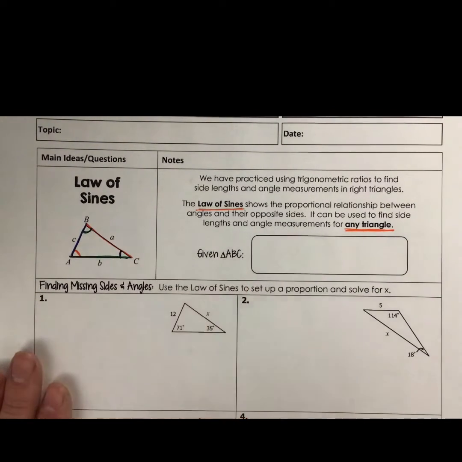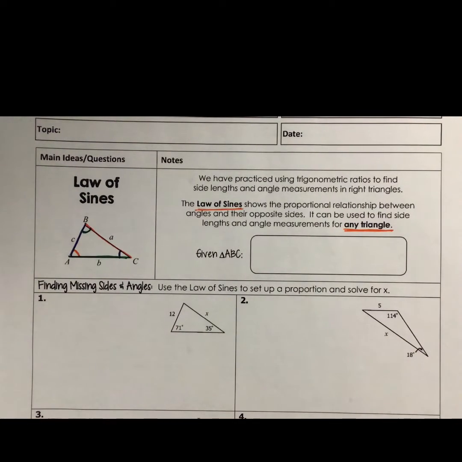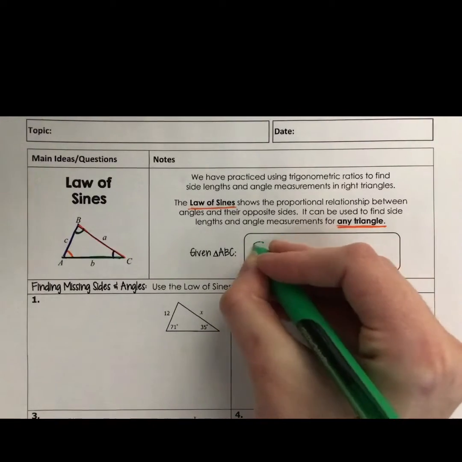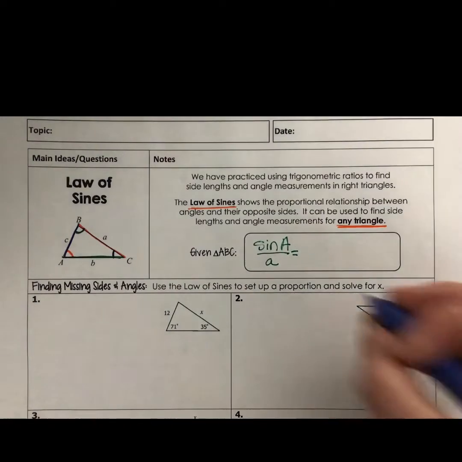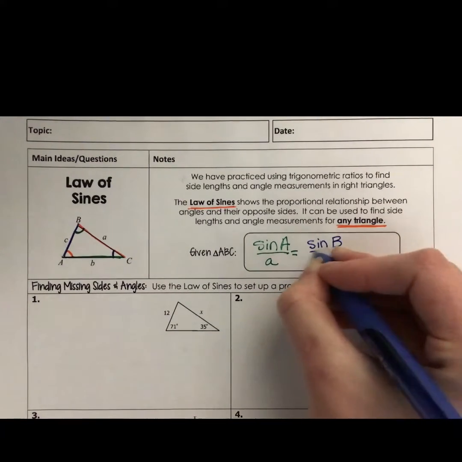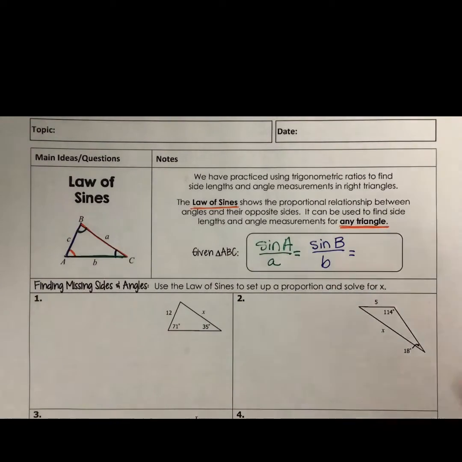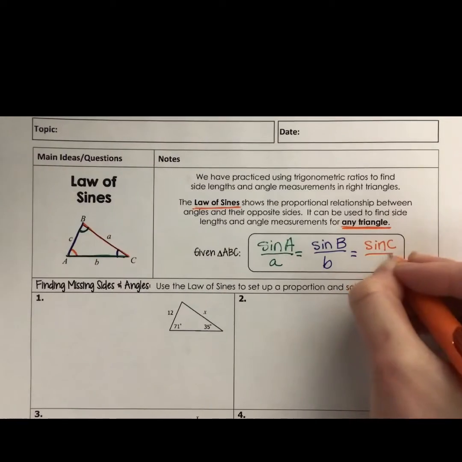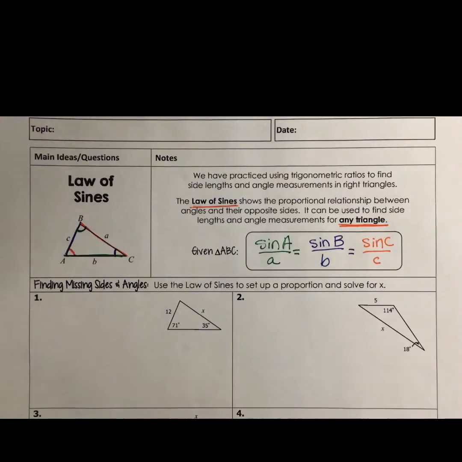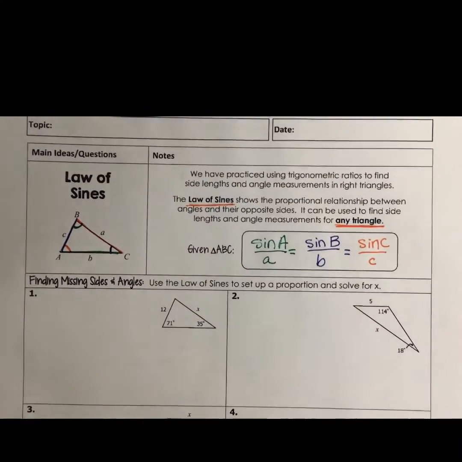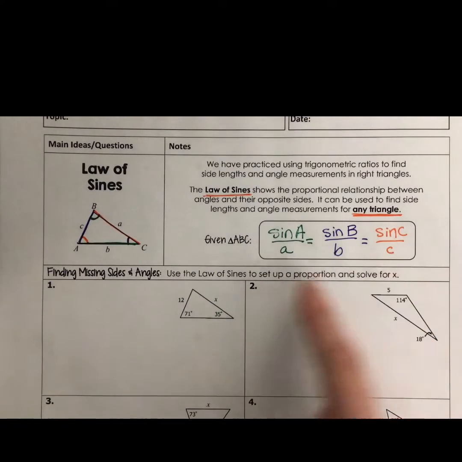So given our triangle ABC, we want to be able to write our law of sines. And since it is a proportional relationship, we can write this as the sine of A over A is equal to the sine of B over B, and that's equal to the sine of C over C. So we're taking that trig function of sine and dividing it by its opposite side in order to get one of these other ratios. These are all going to be equivalent proportional relationships, and so we can use these in any way to find anything that we're missing from our triangle.